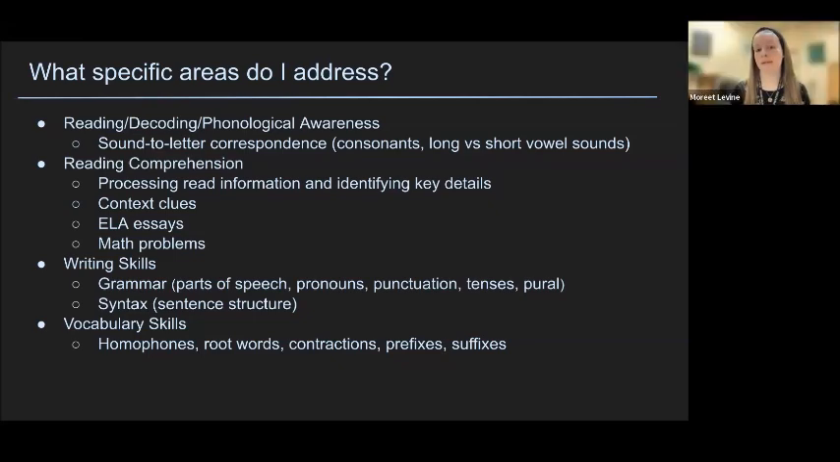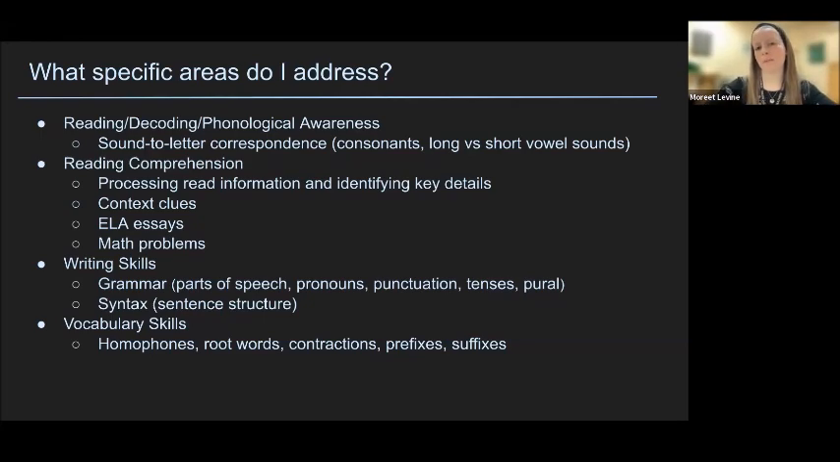And then we work on writing skills, which includes grammar. Also, I have some students who, when they write, find it hard to think of ideas. In class, the teacher will say, write a paragraph about this, and they just write down three short sentences and can't think of what else to write. So I help them expand their writing and think about how to get more ideas.